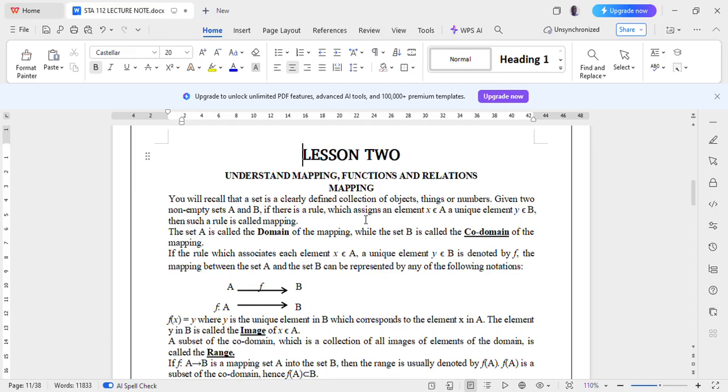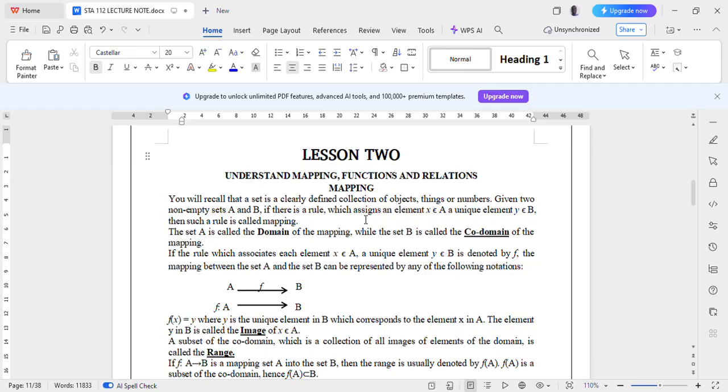Now let me take that again. What do we call mapping? If we have two non-empty sets, that is, each set must have at least one element; it must not be an empty set. Take two sets A and B, and there is a rule, a connection, a relationship that assigns a value y in B to a value x in A. There is a connection between the value in y and x, and such a rule is called mapping.